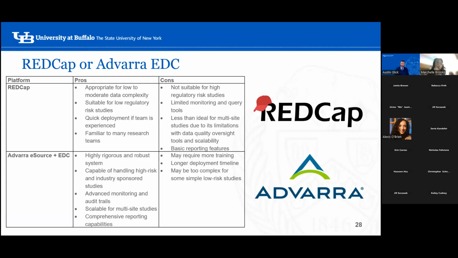REDCap is appropriate for low to moderate data complexity. It's suitable for low regulatory risk studies. It's got a quick deployment timeline if a team is experienced, which most people here at UB are, and it's familiar to many research teams.